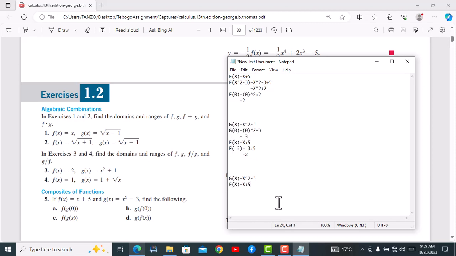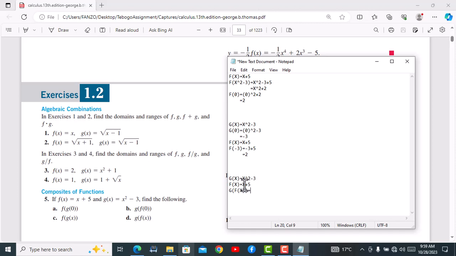Right, and then from here we are defining the graph of f inside the graph of g, g at f at x. This is what we are trying to do. Now let's just do everything all at once.